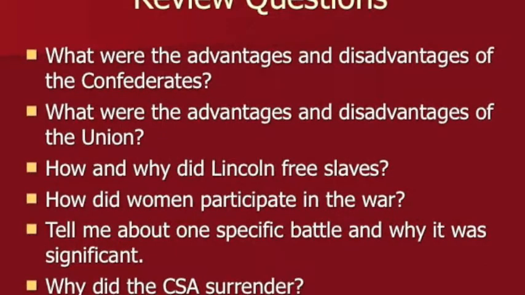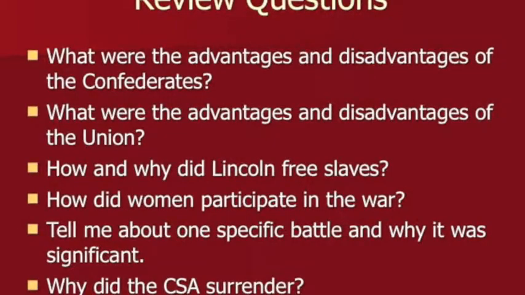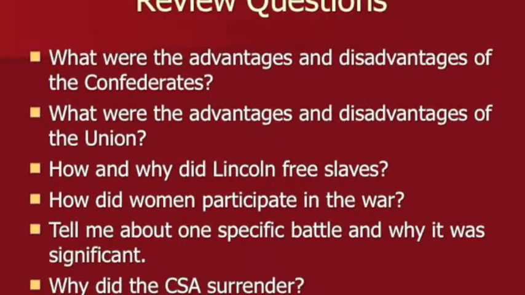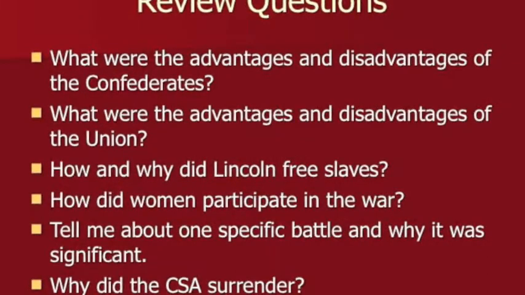One specific battle and why it was significant. Probably your top choices would be Antietam because it encouraged Europe to stay out, or Gettysburg because it was a turning point for the Union and that lovely speech. The Confederate surrender, ultimately, they're weakened by all those battles. Sherman's march is a huge demoralizer, so is the Emancipation Proclamation, and Appomattox Courthouse, 1865.